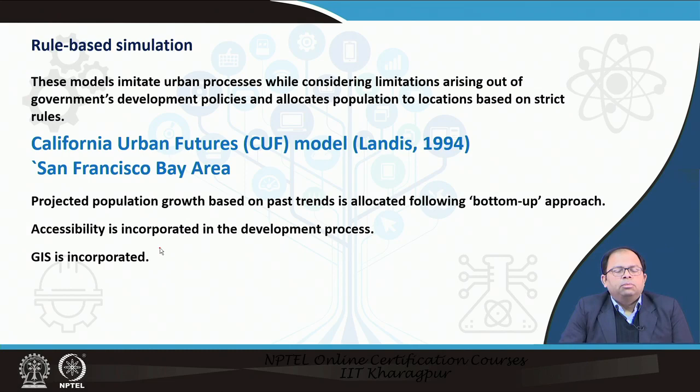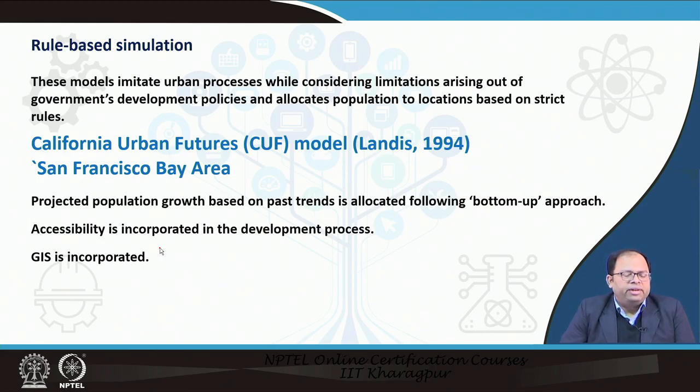Then come the rule-based simulation models. These models imitate urban processes while considering limitations arising out of government development policies, and allocate population to locations based on strict rules. What it means is these models imitate the normal urban development process. They follow certain rules, and they also consider the limitations that are there. For example, development is not allowed on a site which is a wetland. So it will take that limitation, and it will imitate the normal urban process, trying to find out how developers are developing a particular piece of land, which lands could be developed, and for the ones which would be developed more, more people could be allocated. So these are the different rules it follows.